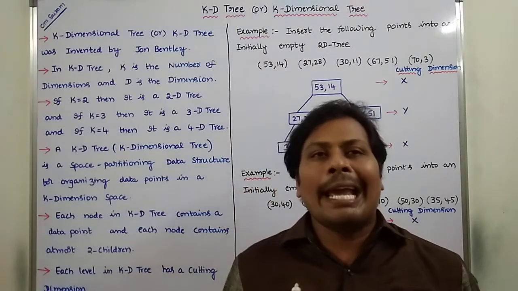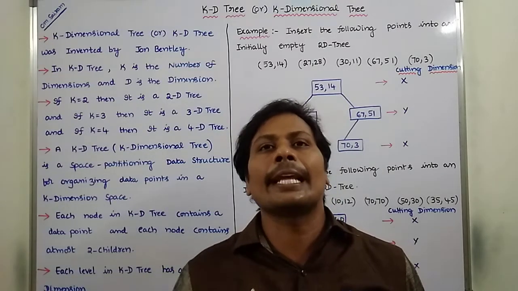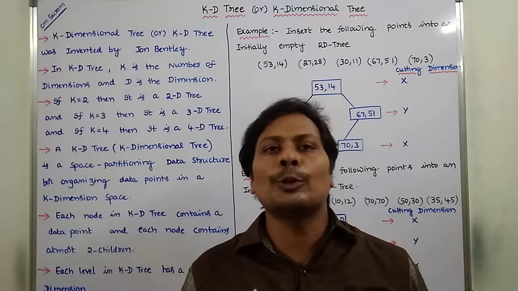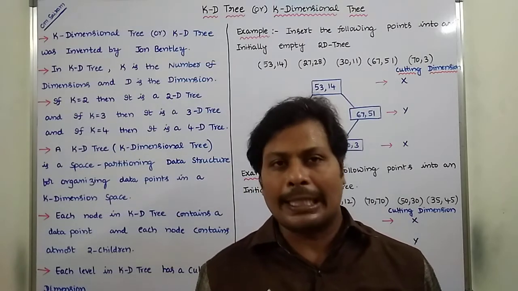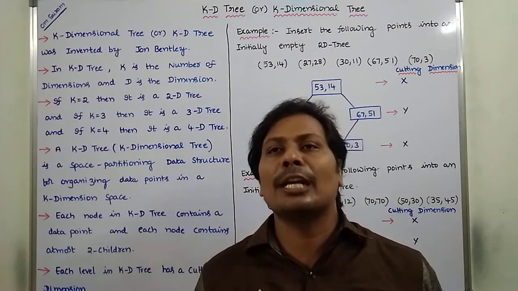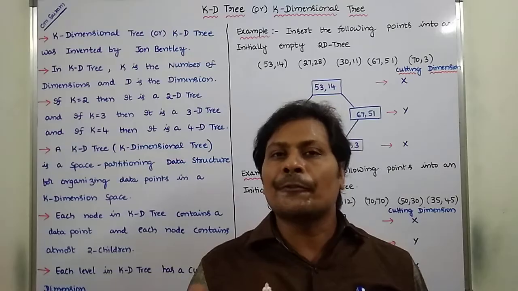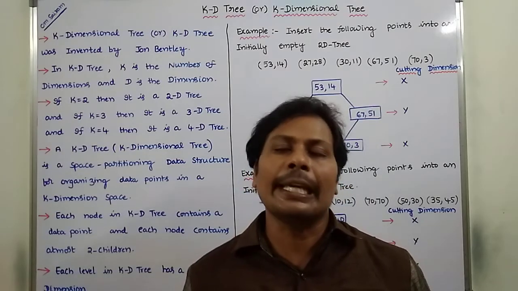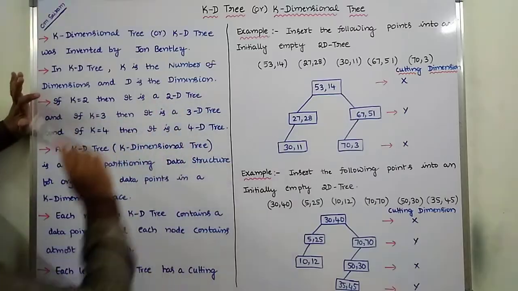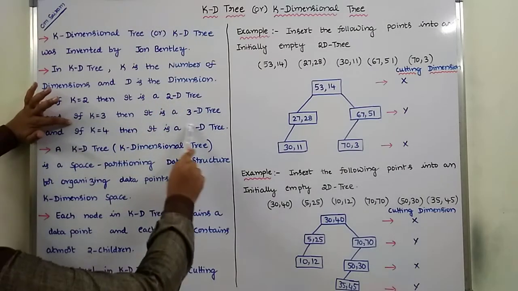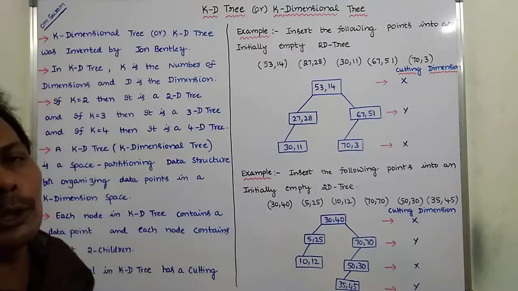In the K-dimensional tree, K stands for the number of dimensions and D is nothing but dimension. If K is equal to 2, it is called a two-dimensional tree or 2D tree. If K is equal to 3, it is called a 3D tree or 3-dimensional tree. If K is equal to 4, it is called a 4D tree or 4-dimensional tree.